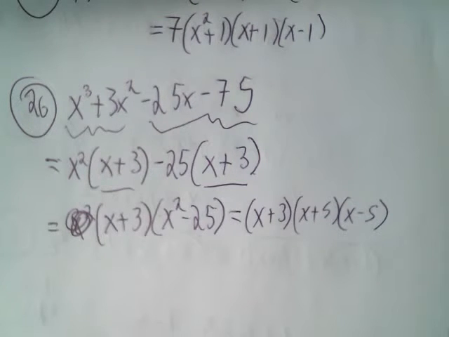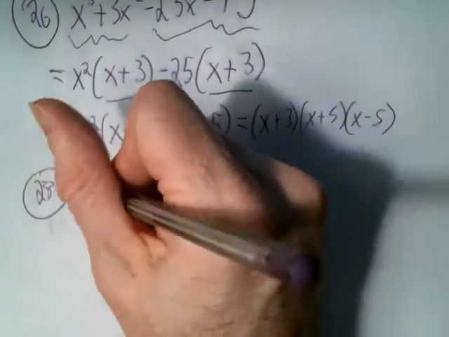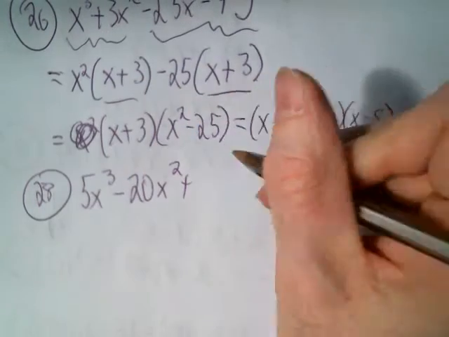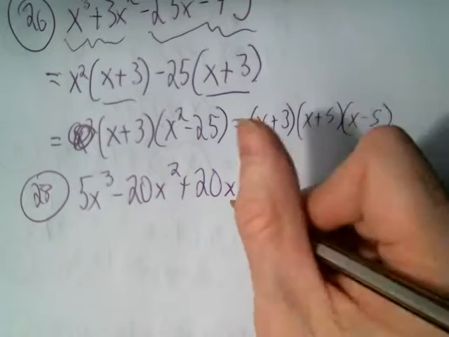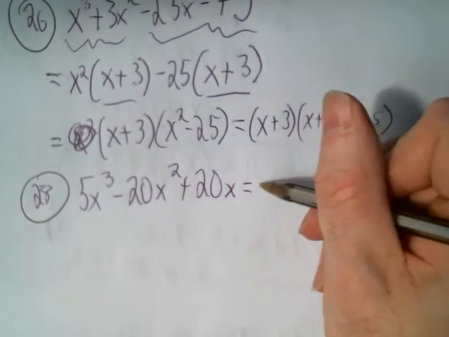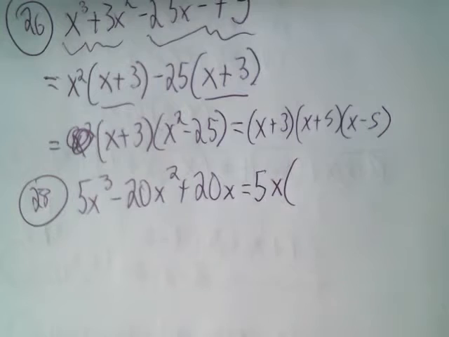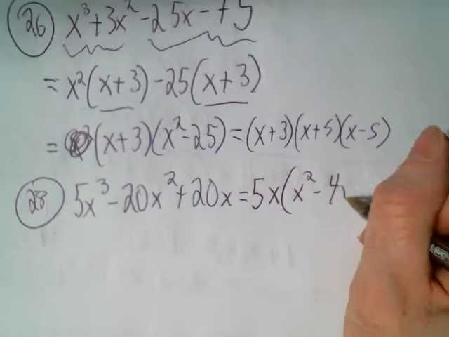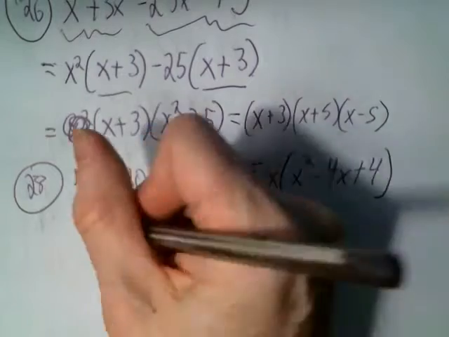Let's look at another one here. 28. So I have 5x cubed minus 20x squared plus 20x. Each term has a factor of 5 you can pull out, and then as well a factor of x. So the leftover bit's x squared minus 4x plus 4. And we're not done.